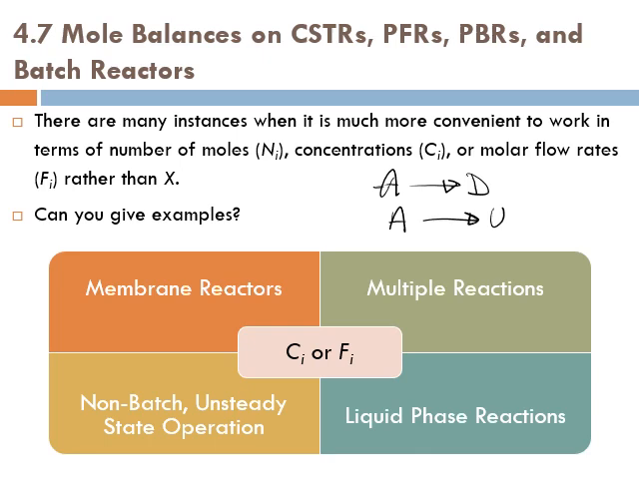For instance, if I tell you, voila, we have achieved 100% conversion, are you going to be happy about this? Well, you're not until you ask me, but where did A go to? Did it go to D or did it go to U? If I say we started with 100 moles of A, and then we got 99 moles of D and 1 mole of U, then you'll be happy. Otherwise, if I just specify conversion, that's not complete information. That doesn't give you the complete picture, nor would you know if you achieved a good result or not.